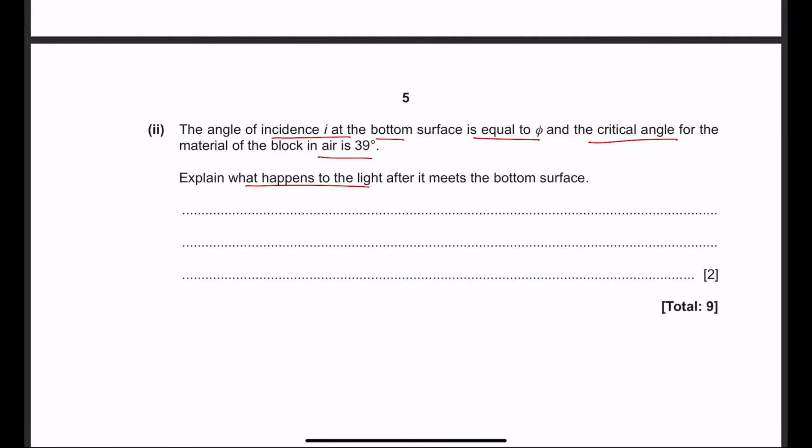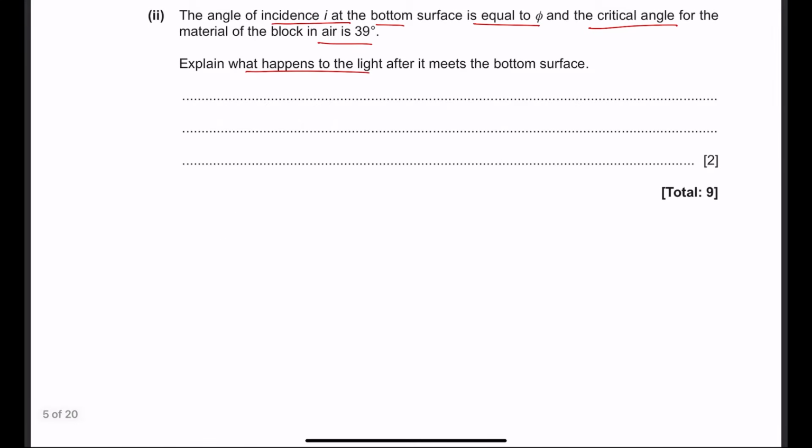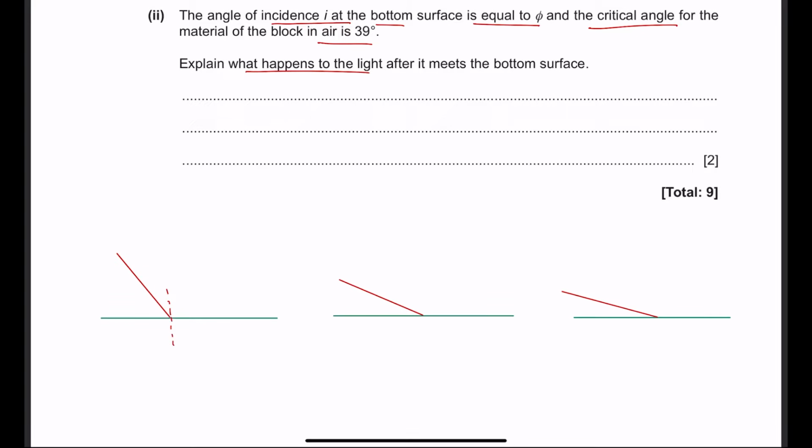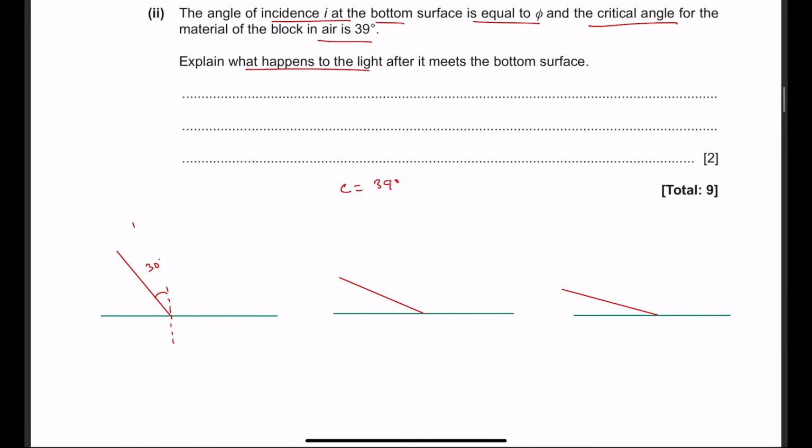So what happens to light? Well, let me remind you what happens to light. Let's take three situations. This is the boundary between two mediums, and the light is arriving at different angles at these boundaries. Let's suppose the angle of incidence here is 30. Remember, the critical angle for the material is 39. So right now you can see that the angle of incidence is less than the critical angle.